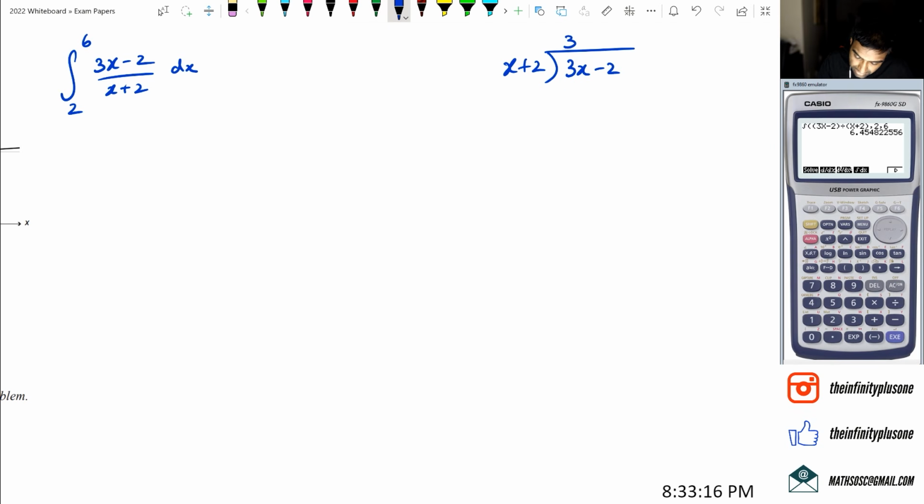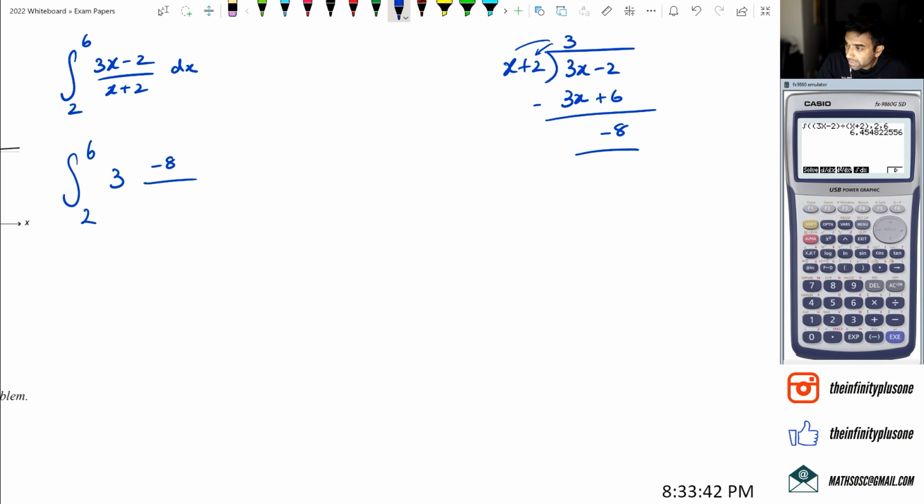So 3 times x is 3x. And then 3 times 2 is 6. Now I need to subtract. So 3x take away 3x is 0. Negative 2 take away 6 is negative 8. So what I can actually then do is rewrite this as the integral between 6 and 2 of 3 minus 8 over x plus 2.